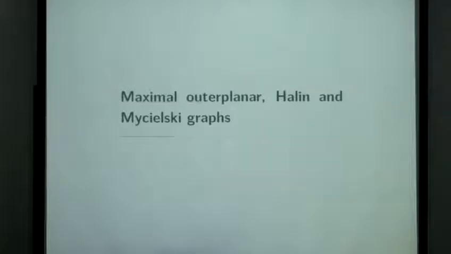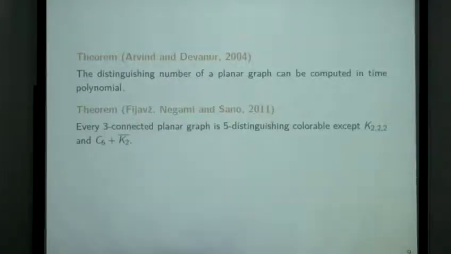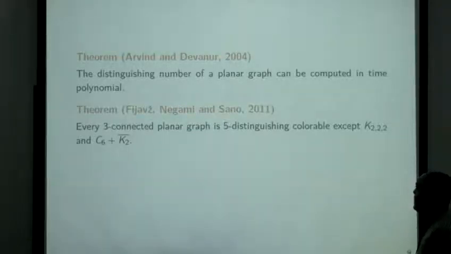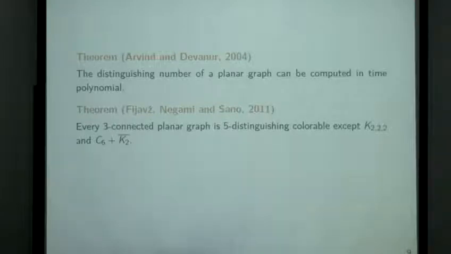Okay, let's go to the main subject of this presentation, which is about maximal outer planar graphs. Let me recall some theorems and results about the distinguishing number of planar graphs. Arvin and Devillers in 2004 proved that the distinguishing number of a planar graph can be computed in polynomial time. And every three-connected planar graph is 5-distinguishing colorable, except these two kinds of graphs.